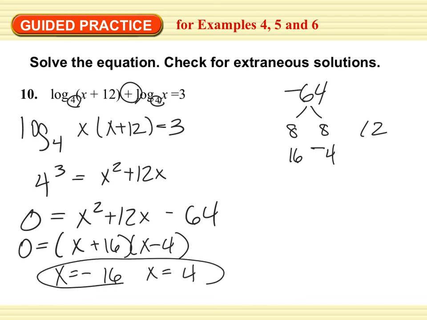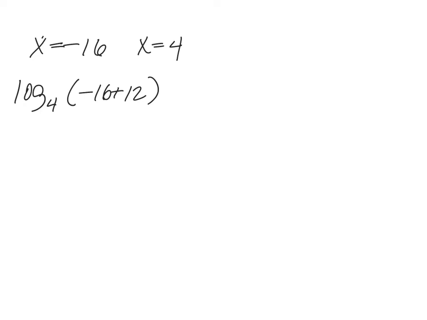I need to check both of these. Negative 16, positive 4. So let's plug them in. Log base 4, negative 16 plus 12. I see that gives me a negative, so I know I'm done, because I can't take the log of a negative number, so that doesn't work.